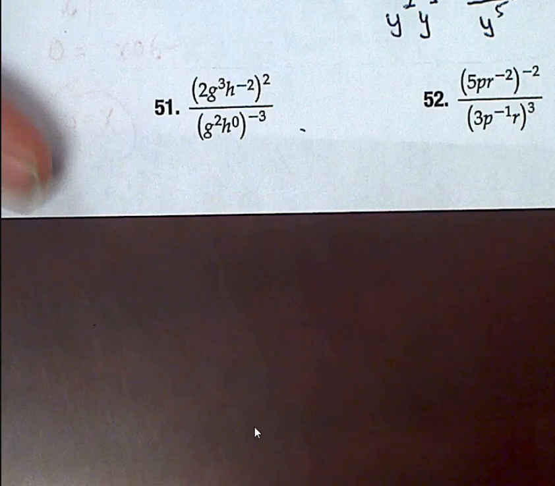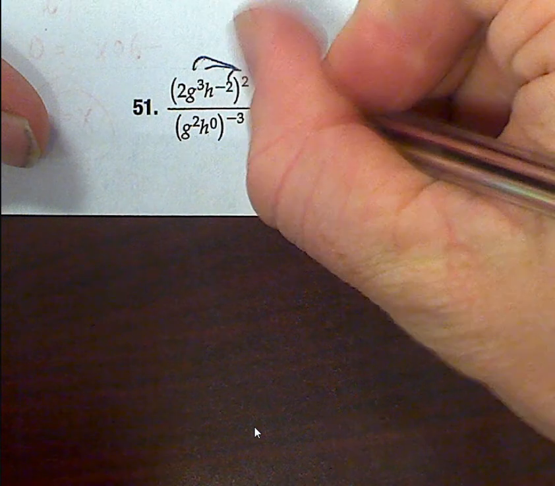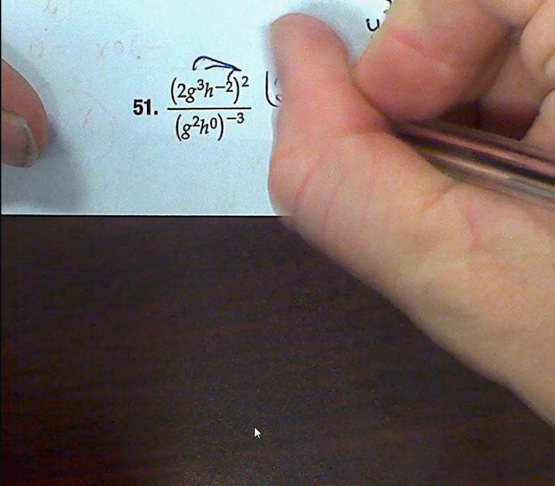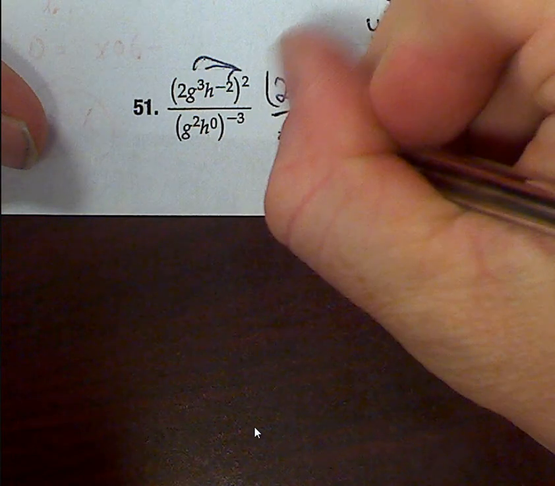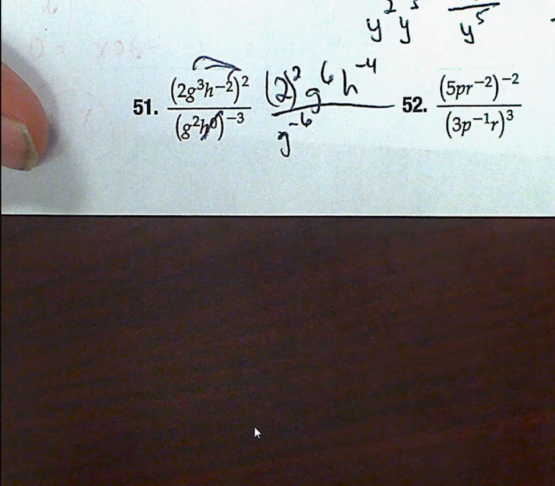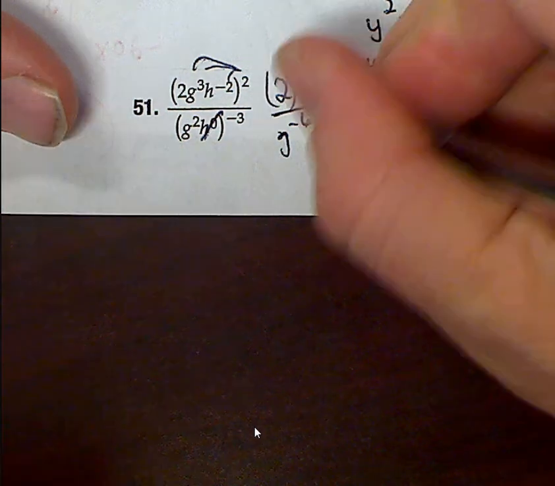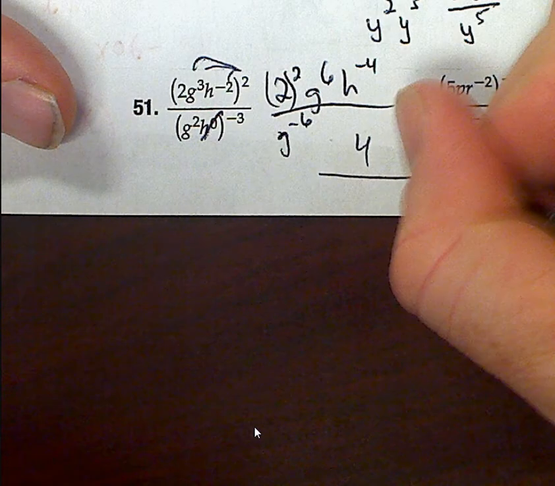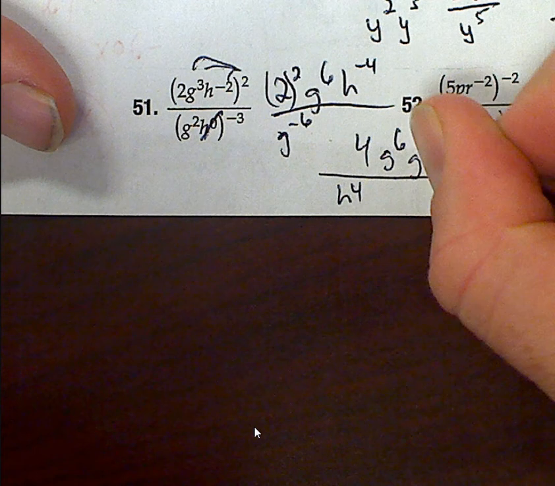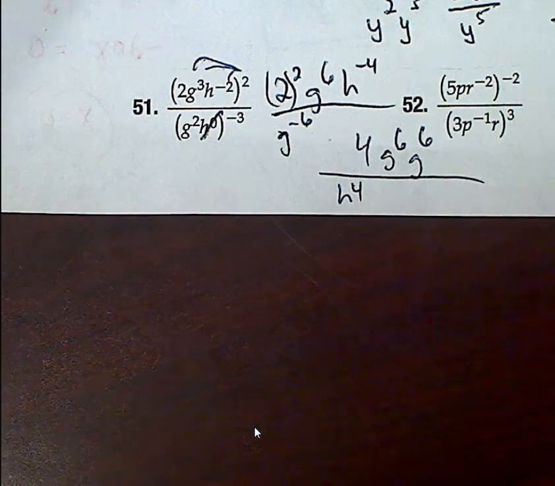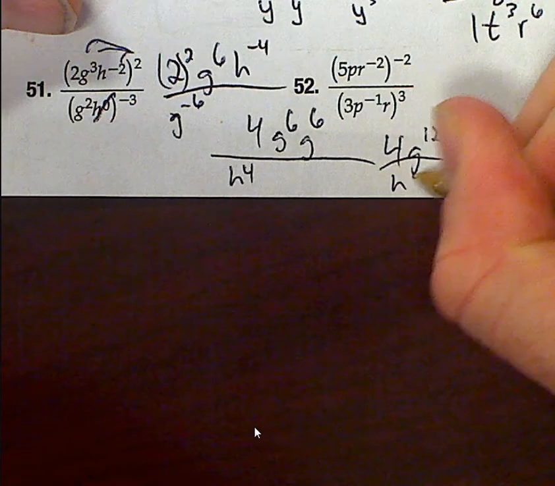Number 51. I will distribute the 2. That's 2 squared, g to the 6, h to the -4. This becomes g to the negative 6. The h to the 0 goes away. So now I can start changing things up. 2 squared is 4. G6 stays on top. H4 goes on bottom. G negative 6 goes on top. This becomes 4 g to the 12, h to the 4.